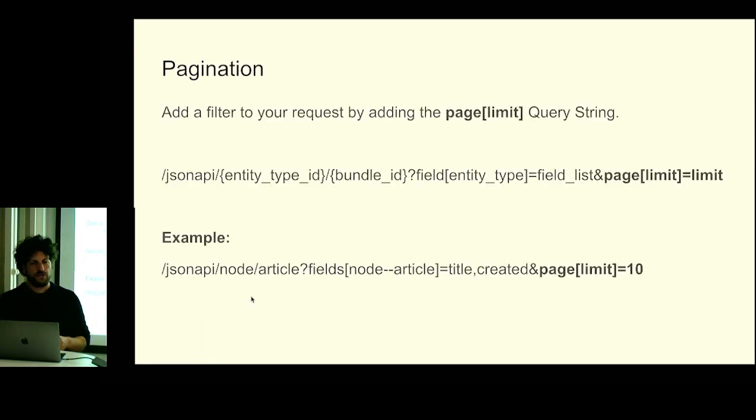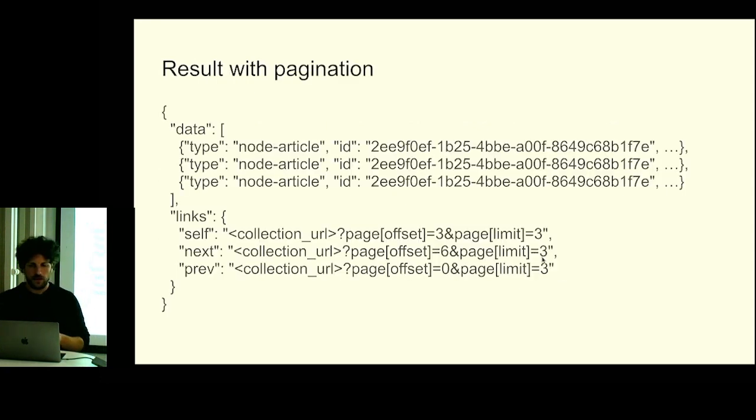We can paginate if we have a long list of content. By default, JSON API provides only 50 items, but with pagination, you can get all of them. And you can add the limit, so how many you want per page. In this case, I'm setting the page limit to 10, so I will have 10 per page, and the response will be like this. I'll have the data with all the articles that I requested, 10 per page, and then down below I will find the links.